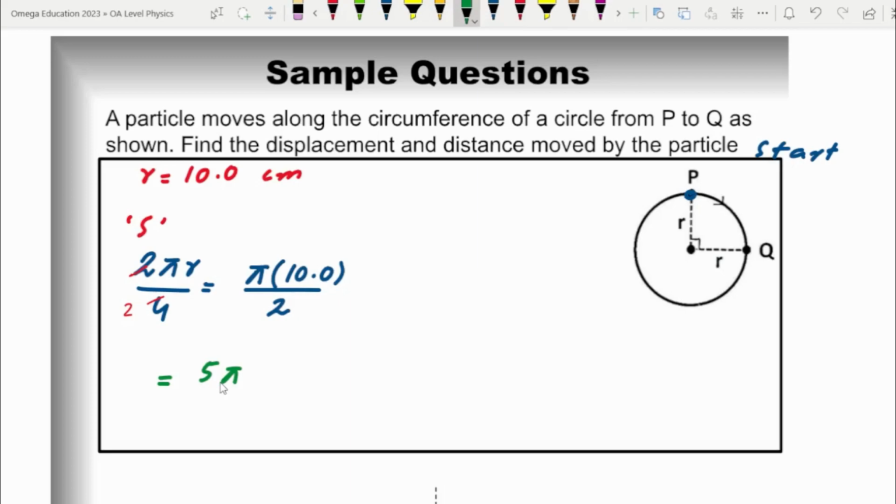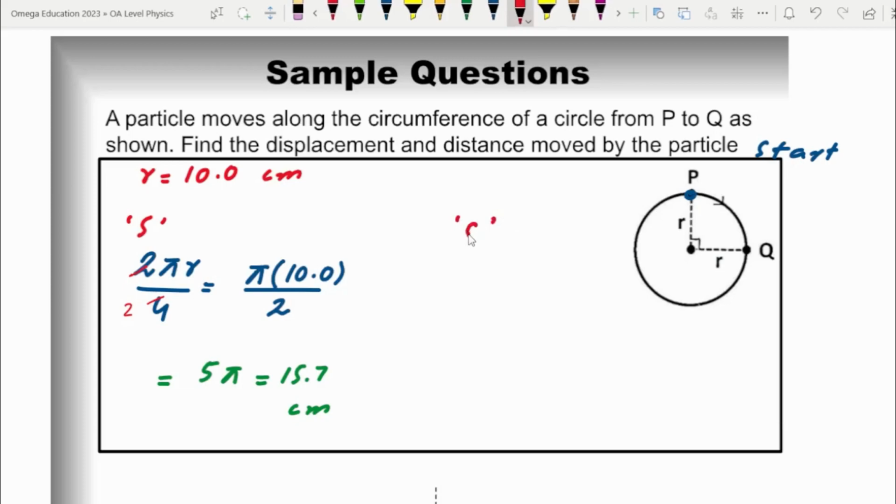Sometimes they ask you to give an answer in terms of pi, so you can leave it as 5 pi as well. Otherwise the answer would be 15.7 with the unit of centimeters. Now let's talk about the displacement, represented by D.